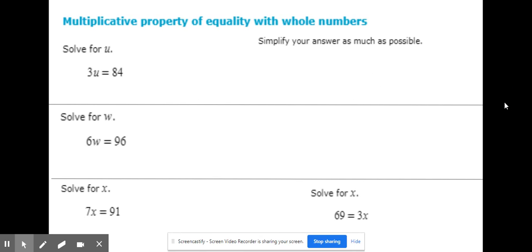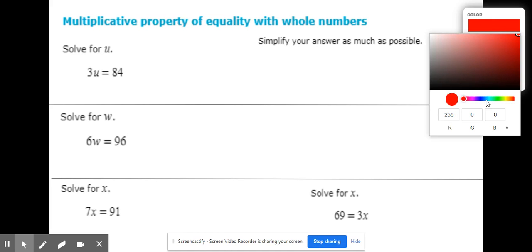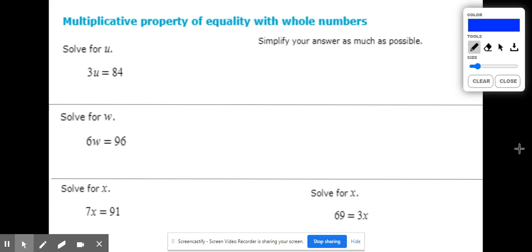Okay, so the first one that we have here says simplify your answer as much as possible, and we have the equation 3u is equal to 84. So I'm going to pull out my marker and let's start working on these. What we need to do here is make sure we keep our equation balanced.